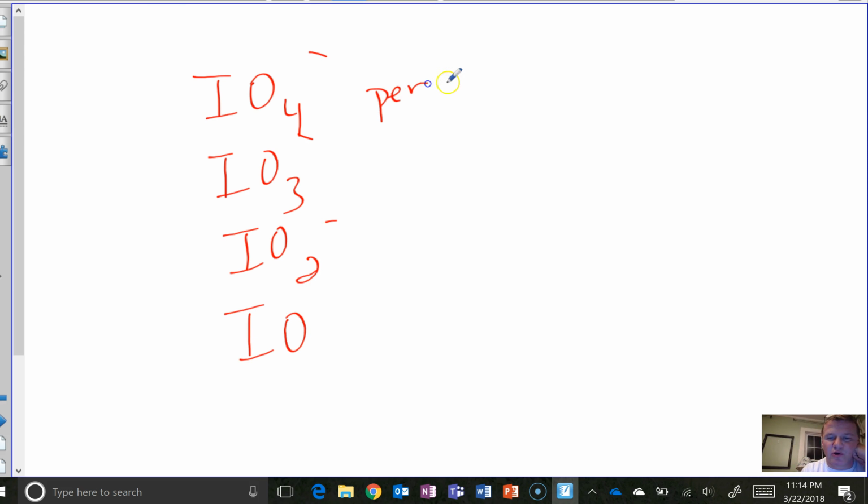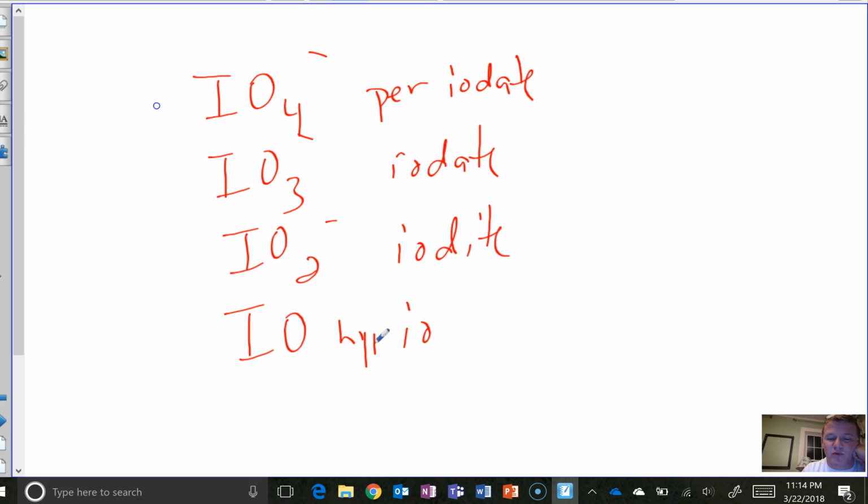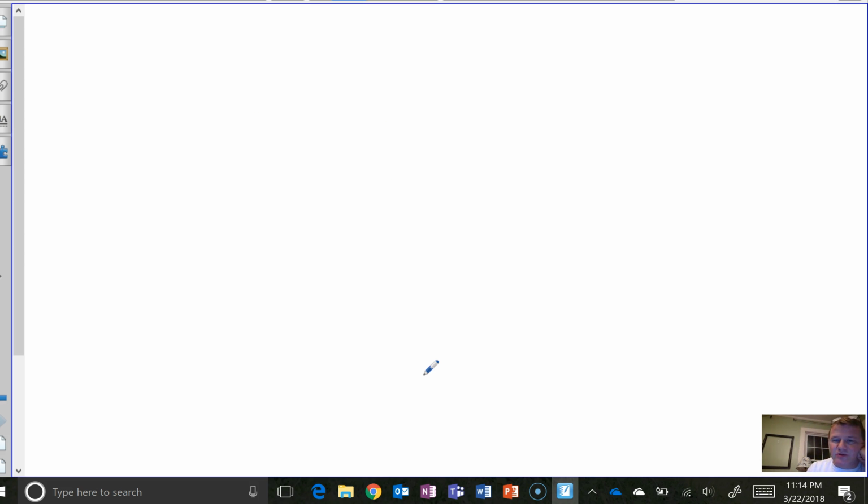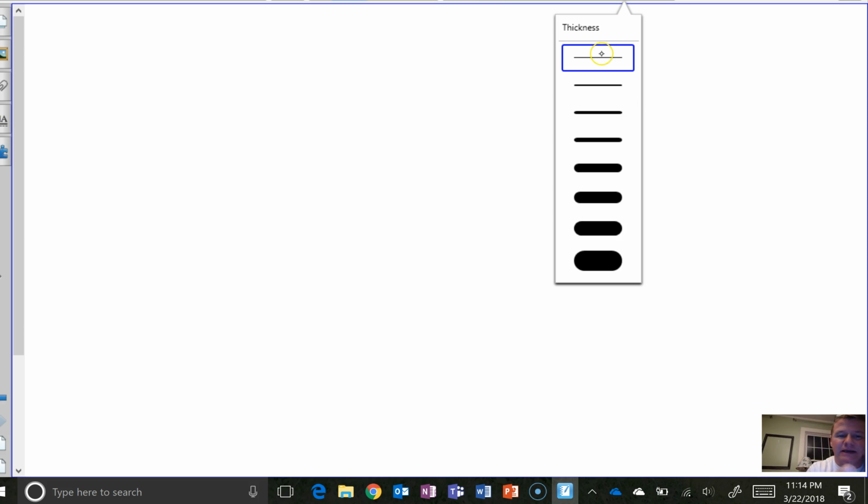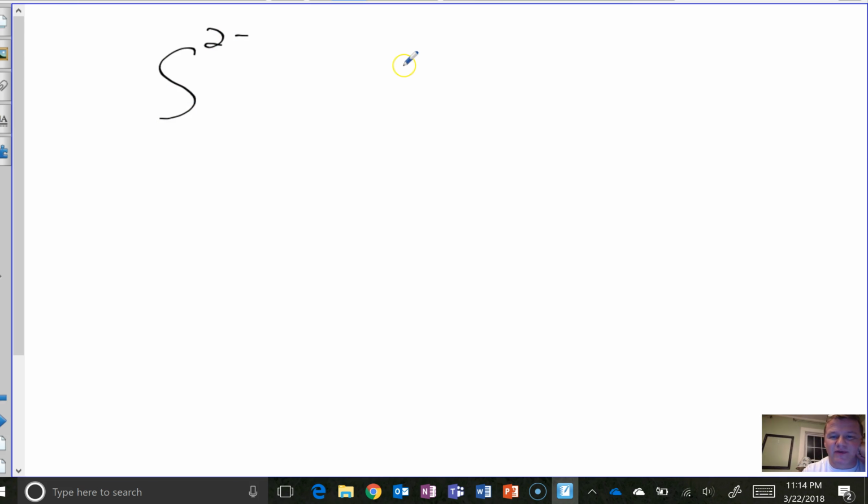This is periodate. This is iodate. This is iodite. And this is hypoiodite. Sounds funny, but it takes some getting used to. Okay, so the last thing that I'm going to leave you with is just to make sure that we're square on these naming rules. I want you to look at these 3 different things here.